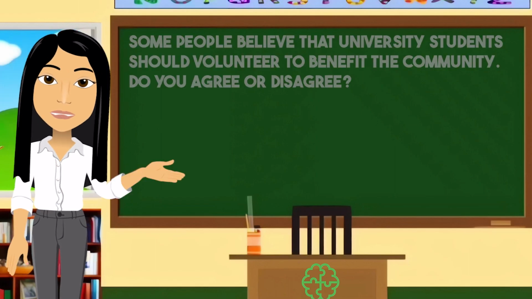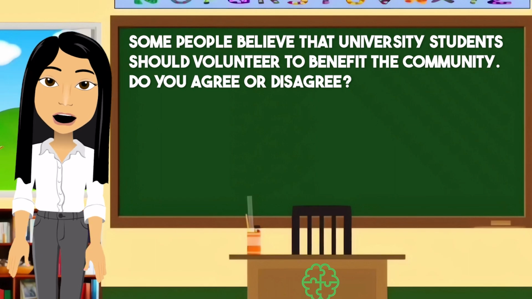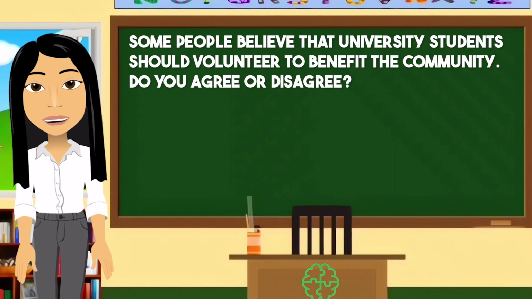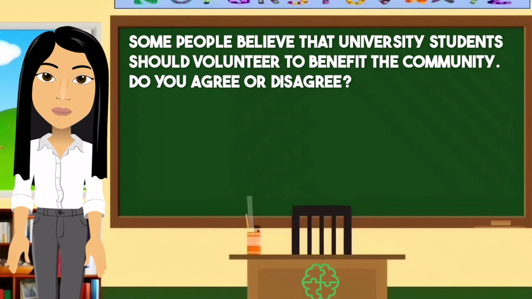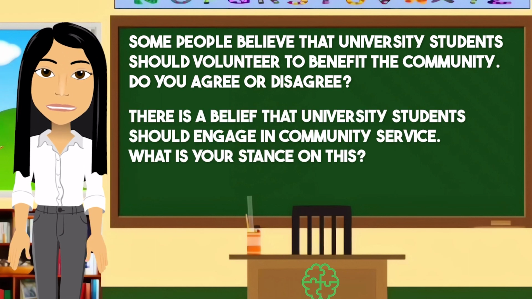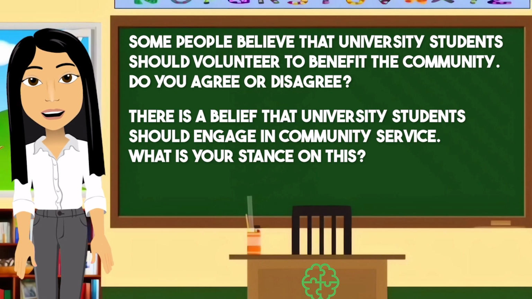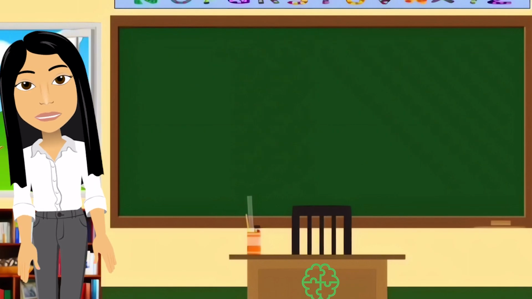For instance, if you're given the question, some people believe that university students should volunteer to benefit the community. Do you agree or disagree? Your first step is paraphrasing the question. You might rephrase it as, there is a belief that university students should engage in community service. What is your stance on this? Next, clearly state your position.